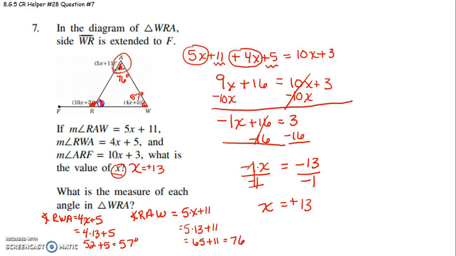To find this third angle inside the triangle, it's not the exterior angle. To find the third angle inside the triangle, you can do 76 plus 57. We'll get 133. The three angles in a triangle have to add up to 180, so you could take 180 minus 133. You'll get 47 degrees. So this angle right here must be 47 degrees. And there I have found the three angles in the triangle.